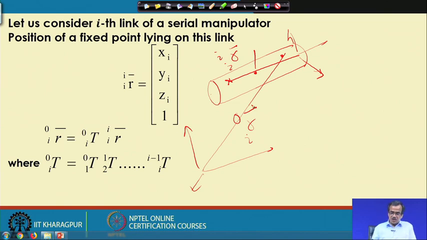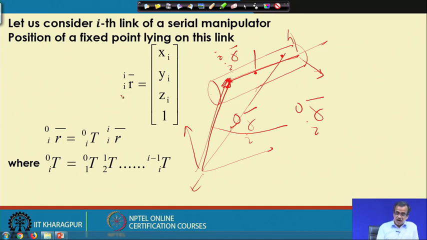So, our aim is to determine this r I with respect to 0, for this particular point, not this one. So, this particular point with respect to the base coordinate system is r I with respect to 0, and I am trying to find it out, provided this is known, that is r I with respect to I. So, this r I with respect to I is nothing but x I, y I, z I, 1.